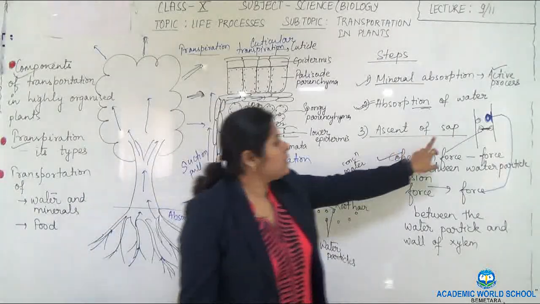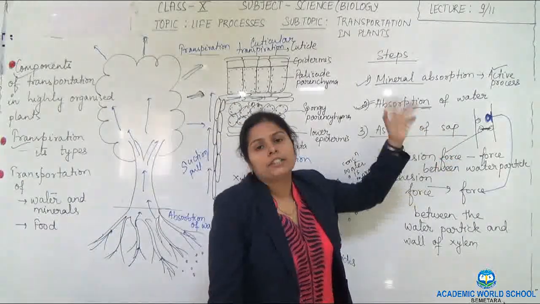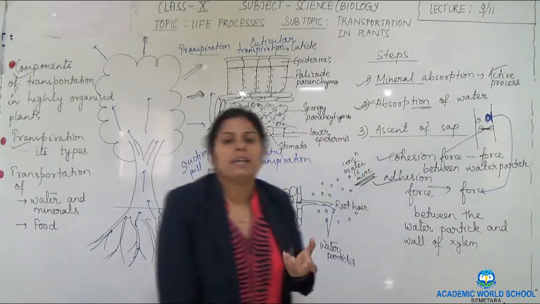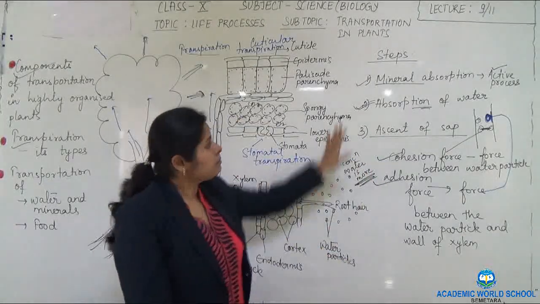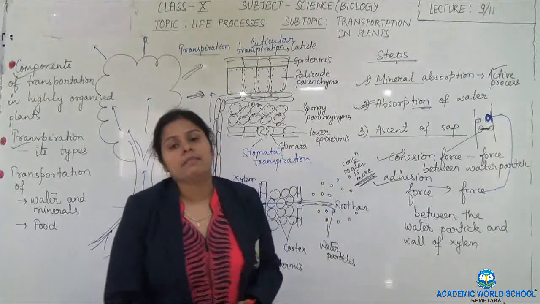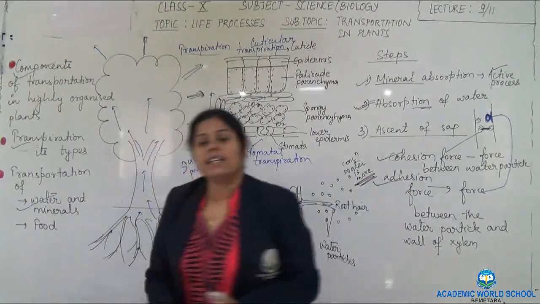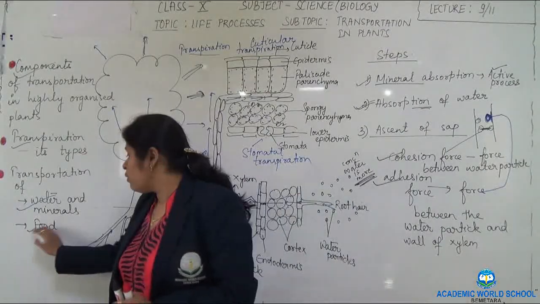Sap, what do you understand by sap? It is the combination of water and minerals and various protoplasmic contents of the plant. So this is how water and minerals will be transported. The last one is the transportation of food.